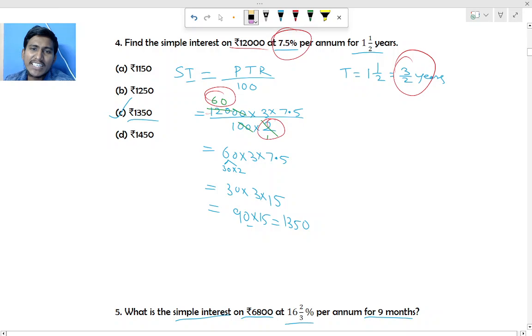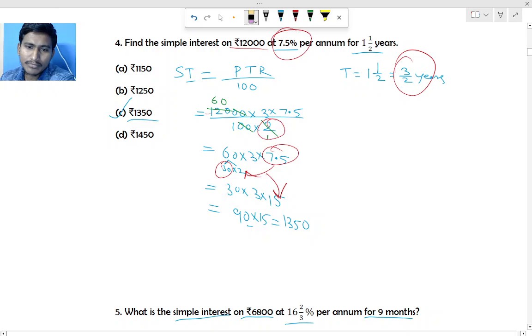So what is remaining here? 60 into 3 into 7.5. Whatever is in the top, this 3 you have to multiply. 60 into 3 into 7.5, how much answer will you get? Here it will be easy to multiply 7.5 into 2, double of 7 and a half. 7 and a half double will be 15. Right? So we got 15. So what will be remaining here? 30 into 3 into 15.